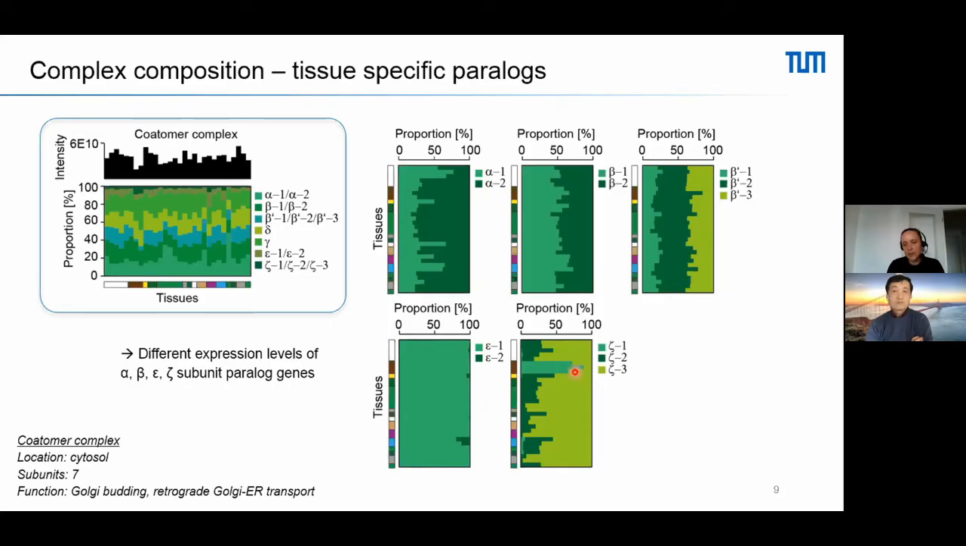The zeta subunits are quite interesting because here we see that for the zeta 3 subunit, we have a dominant abundance in most of the tissues, except for the seed samples. In the seed samples, we actually have zeta 1 as the dominant form.